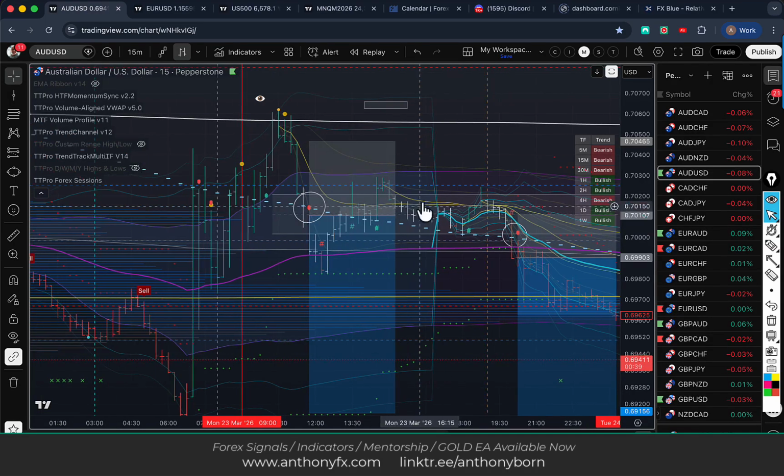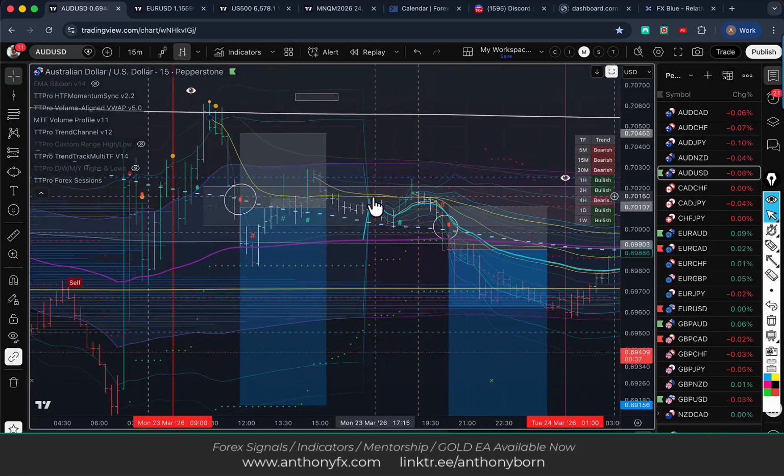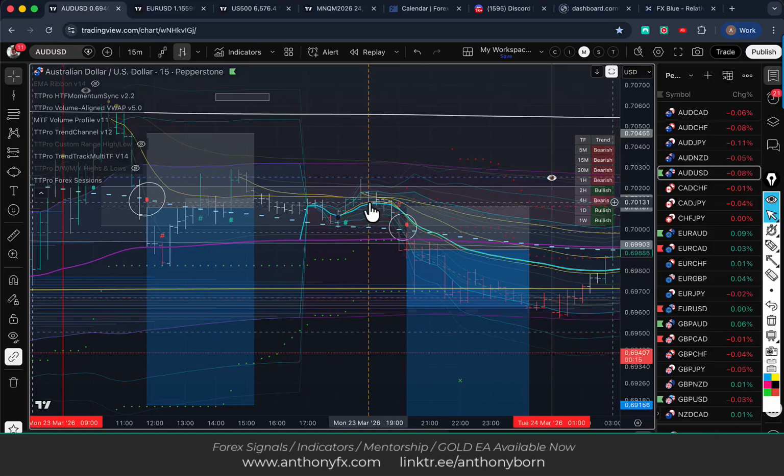So then we get the next day kicking off here. This is the opening bell, the US session. The Asian session opens there, and we've got the opening bell here. So you want to stay out of the market during this early period until after the Asian session, and then you're looking for the opportunity after Asia.